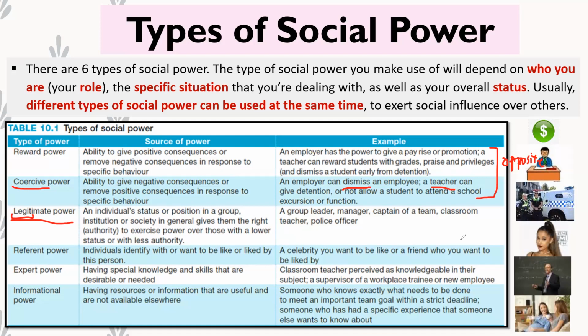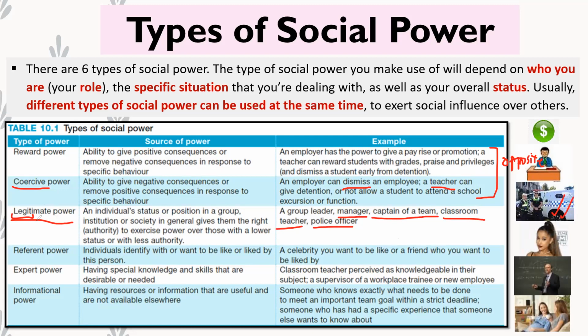The most common example that we know is police. When we see the police, generally people's behavior automatically changes. A lot of people have this anxiety just at the sight of a policeman or policewoman. There are also others you can talk about, for example, a manager, your year level coordinators or principal. If you're part of a sports team, the captain or the coach, a classroom teacher, all of these can have legitimate power.